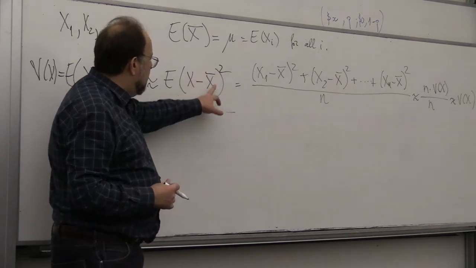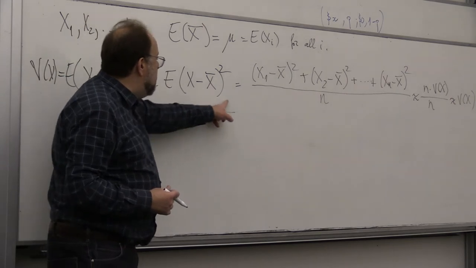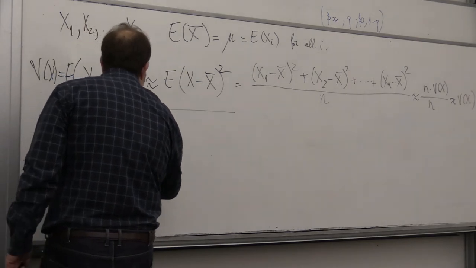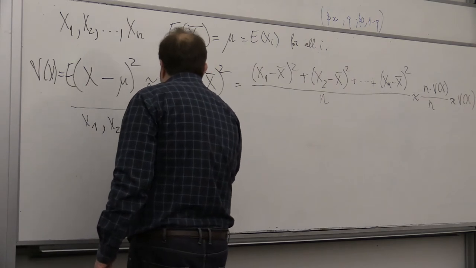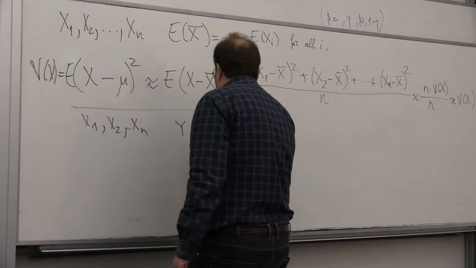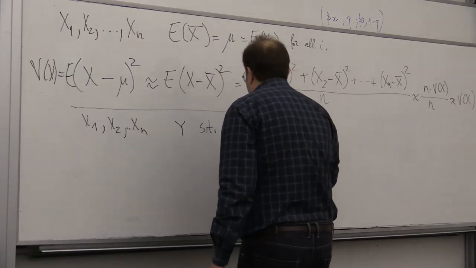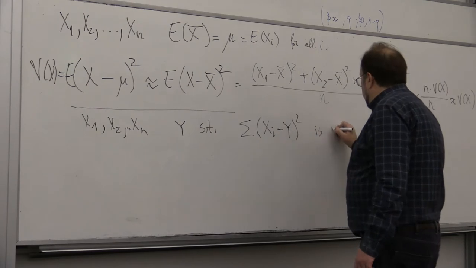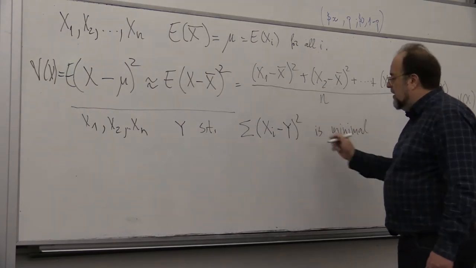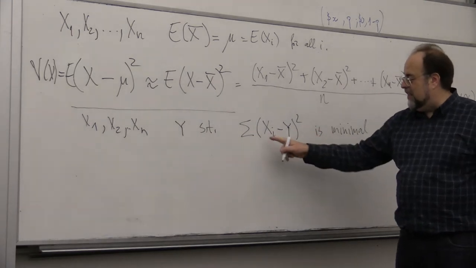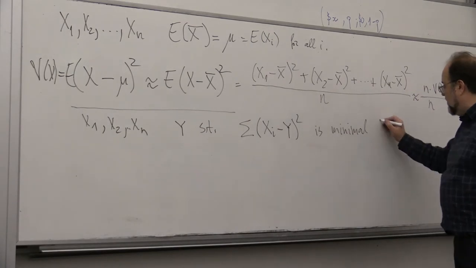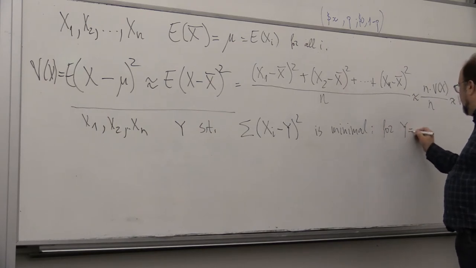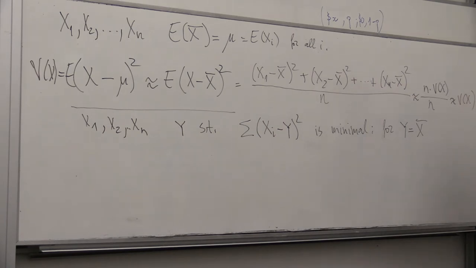this point, the mean, is exactly the value that minimizes this. So if you have x1, x2, up to xn, and you are looking for a value, say y, such that the sum of (xi minus y) squared is minimal, you can differentiate this with respect to y, set the partial derivative equal to zero, and it's easy to see that this happens when y is in fact precisely the mean of all these values.